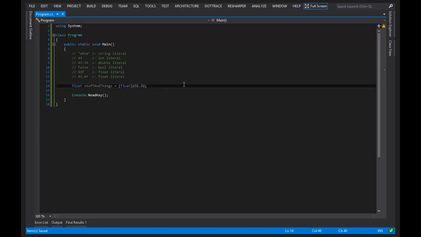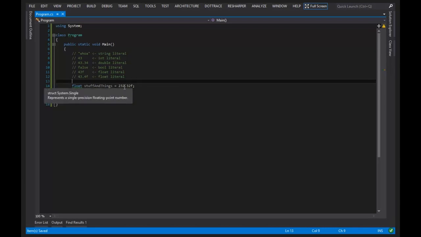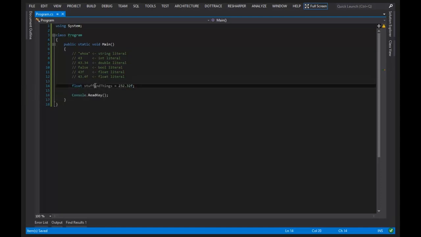So which means I can remove this cast right here, and I can put an f at the end, and now this code works. And if I hover over this, notice how it says struct System.Single. And remember, singles are the same things as floats. Because this is now a float literal, it can be assigned to a float value.